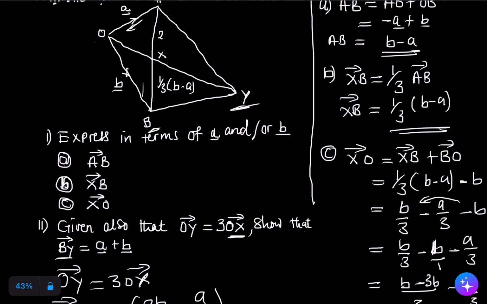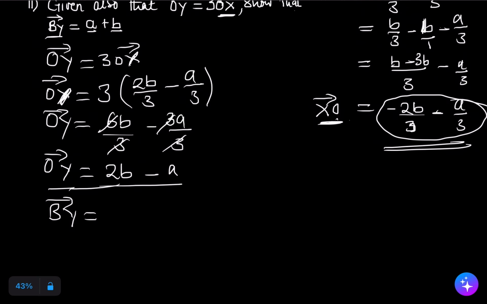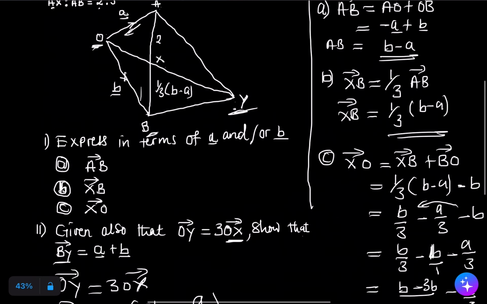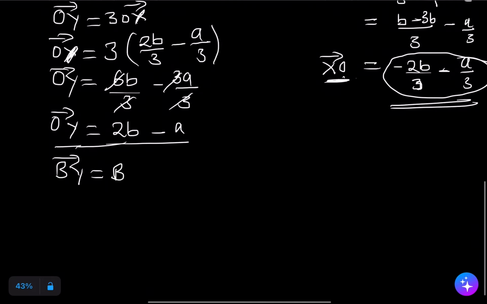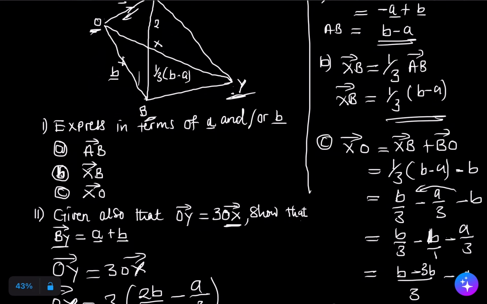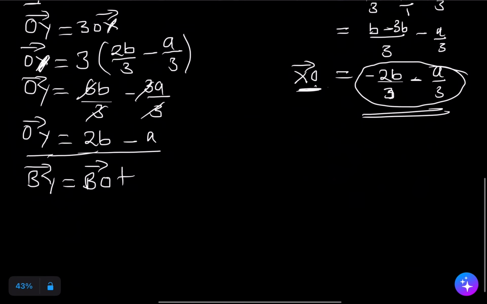We can use B to O, and then O to Y. So we can write the path here: B to O, plus O to Y. Now we can go on to apply the values.